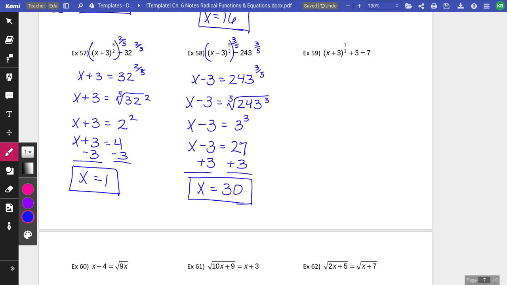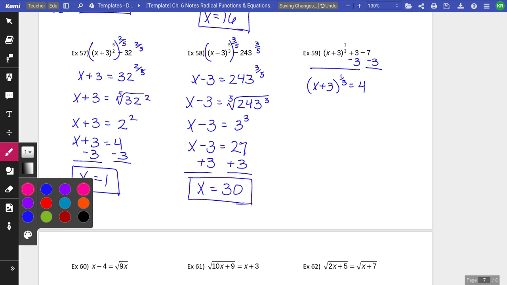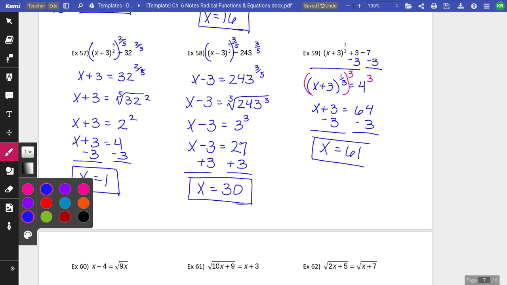Okay, 59. Subtract 3 from both sides. X plus 3 to the 1/3 equals 4. Okay, so this time we're going to take it and we're going to cube it. Cube both sides. So x plus 3, 4 cubed is 64. Subtract 3, and x is 61.